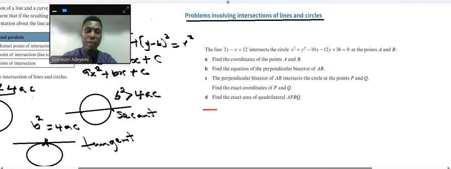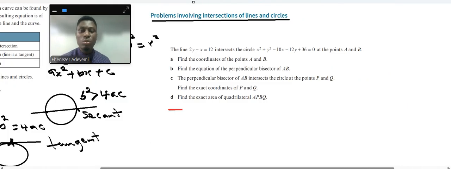Okay, the question we have at hand says the line 2y minus x is equal to 12 intersects the circle x squared plus y squared minus 10x minus 12y plus 36 equals 0 at the points A and B. So this is a second question. The straight line touches the circle at points A and B. Find the coordinates of points A and B. That's question A. Question B says, find the equation of the perpendicular bisector of AB.